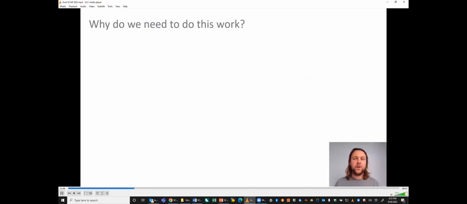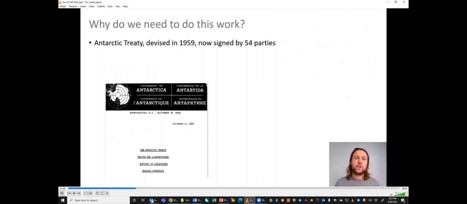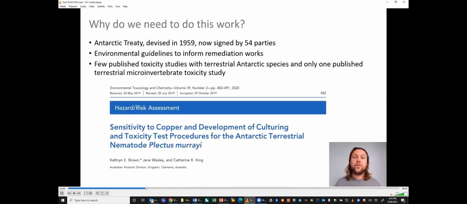So why are we doing this work? Firstly, the Antarctic Treaty, to which Australia is a signatory, specifies the need to clean up and prevent environmental impacts. Secondly, there is a need for environmental guidelines to inform current and future remediation works and to help assess environmental impacts of future developments. And thirdly, given the difficulty of collecting and culturing Antarctic organisms, there are only a few published studies with robust toxicity data on terrestrial Antarctic species, and only one published using terrestrial microinvertebrates.